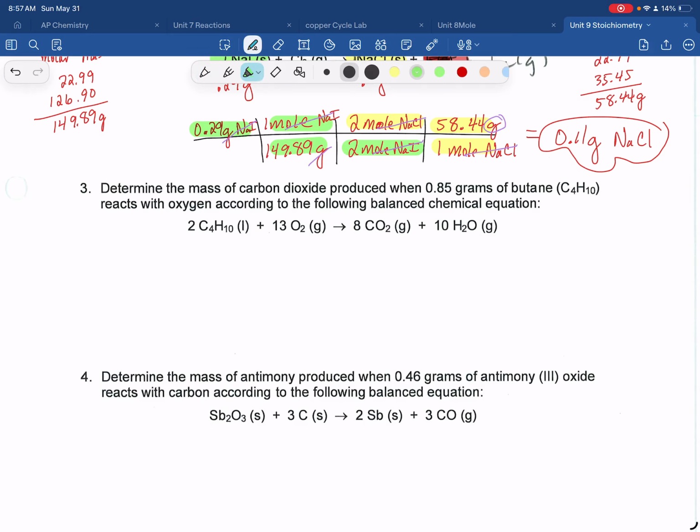Okay, we want to know the mass of carbon dioxide produced when 0.85 grams of butane reacts with oxygen. Okay, what we're looking for is the mass of carbon dioxide. Don't let that oxygen fool you, because we don't care about the oxygen. What we want to know is the mass of carbon dioxide. So we're looking for this. We're starting with butane.